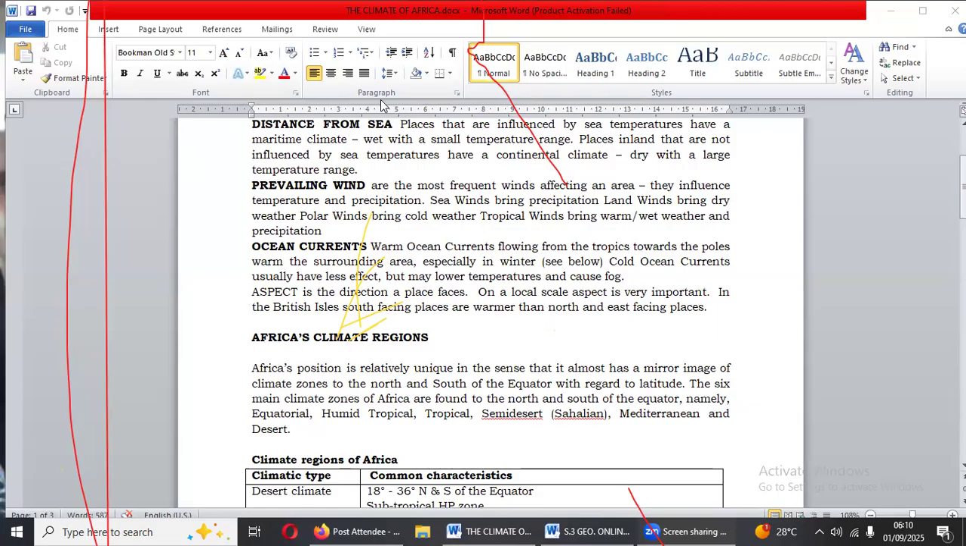So when it comes to ocean currents, you'll find that in some areas, when the currents come, they change the climate of the region. Currents may come when they are hot, and in that area, you find that there is a change in their climate. And when they come when they are wet, you find with time there is a change in the climate.